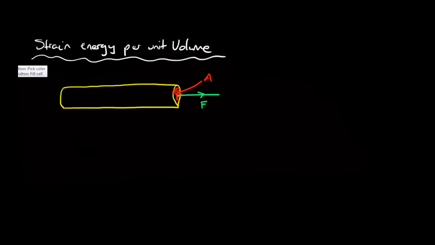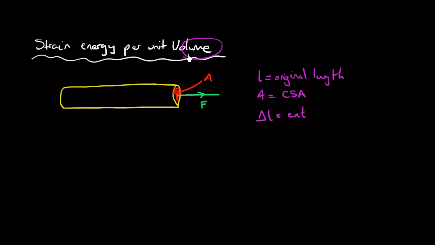And so our letters for this system are going to be, as always, L for original length, A for the cross-sectional area, delta L for the extension, delta, remember, it's a triangle, L for the extension. And let's figure out the volume, because this whole thing is about finding the strain energy per unit volume, right?